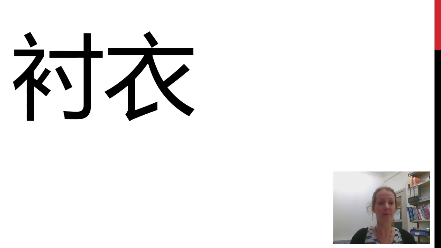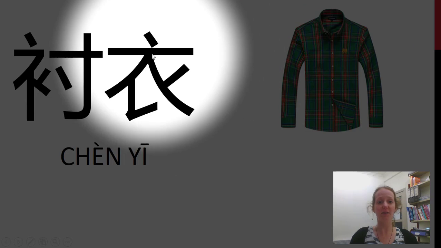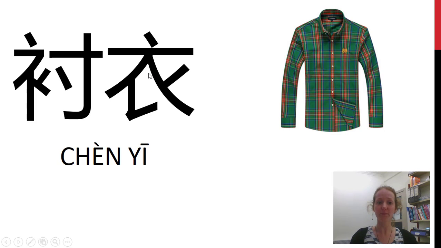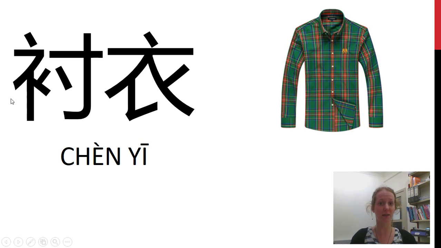The first clothing word, 衬衣, 衬衣. 这是 shirt. So this is generally a buttoned up shirt, okay? On the right hand side we have 衣 from 衣服. But when we make this character a radical and put it on the left-hand side, it looks like this. So this is our clothing radical, and you'll see that in a lot of different clothes that we talk about.